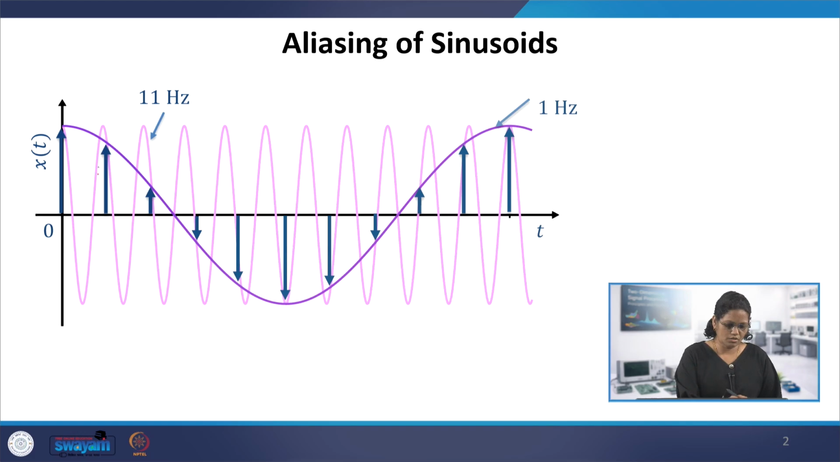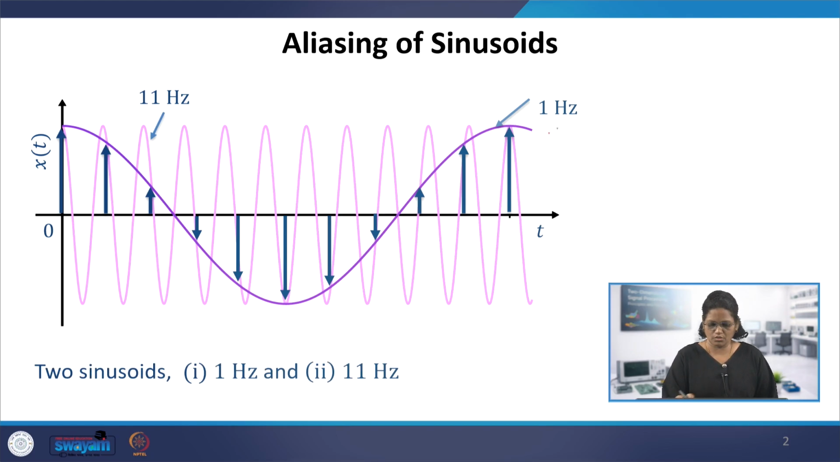So the aliasing of sinusoids: if we take, for example, these sinusoids x of t, there are two sinusoids, and one is shown with sampled impulses. The pink one is an 11 Hertz sinusoid, and the other small one is a 1 Hertz sinusoid. The impulses are shown for both. Both of them are sampled at a rate in which the samples are common to both signals. That means these impulses are samples of the 1 Hertz and also samples of the 11 Hertz.